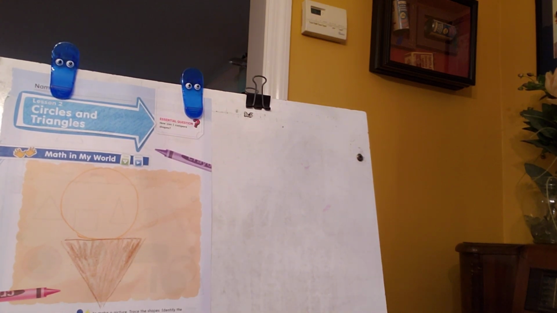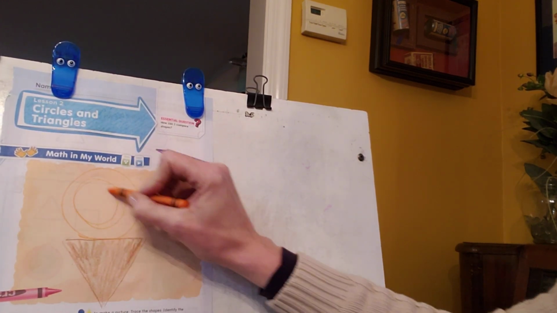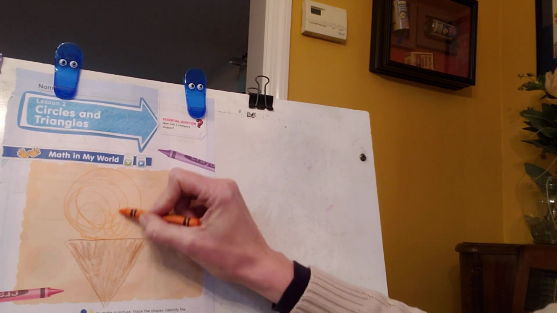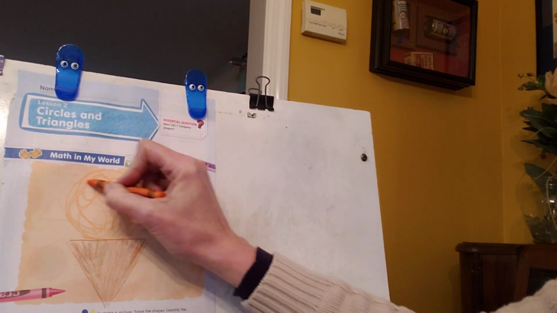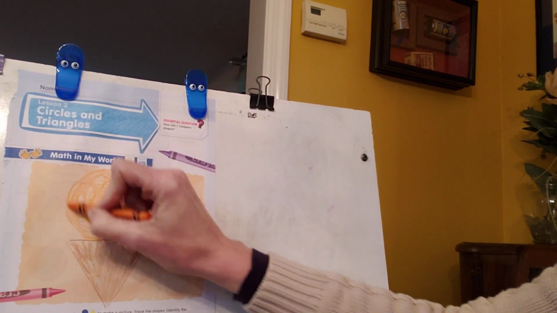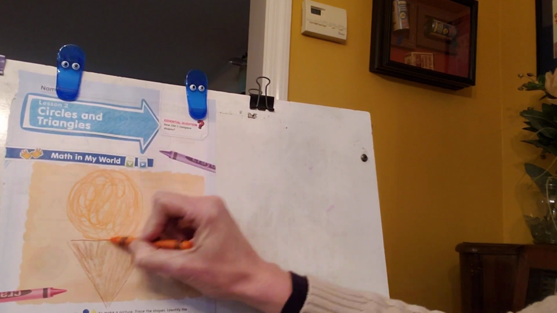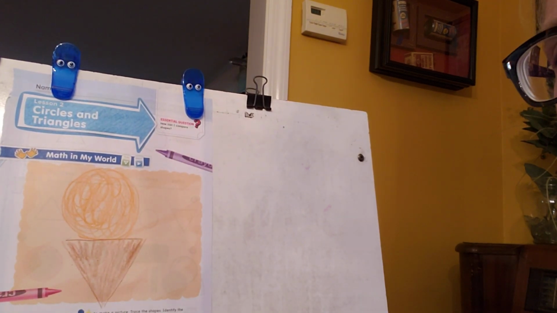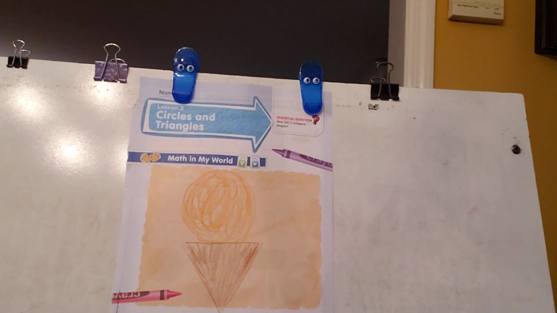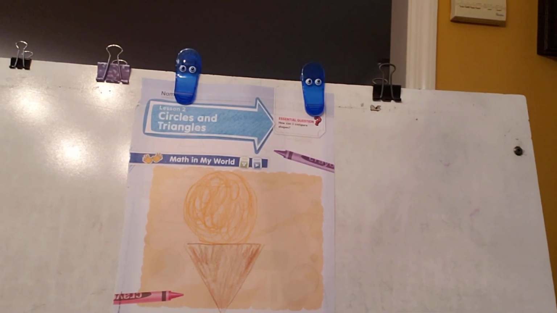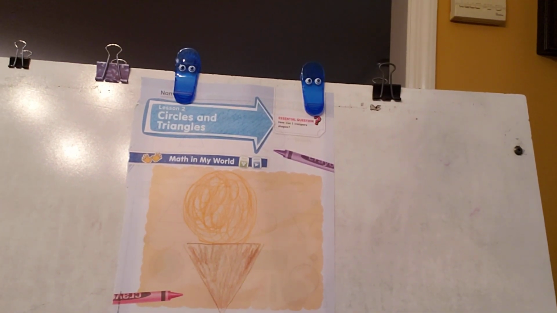Okay. And let's color in the circle orange. Okay. So using our circle and our triangle today, what did we make? Exactly, we made an ice cream cone.